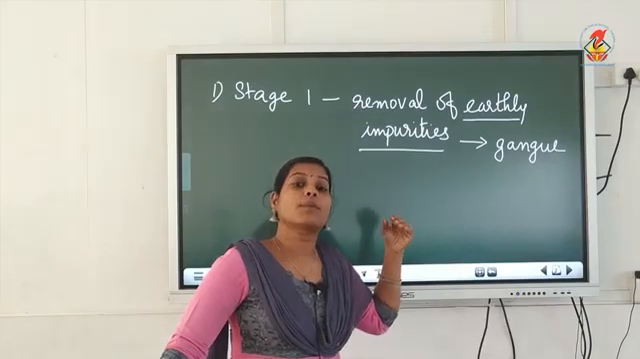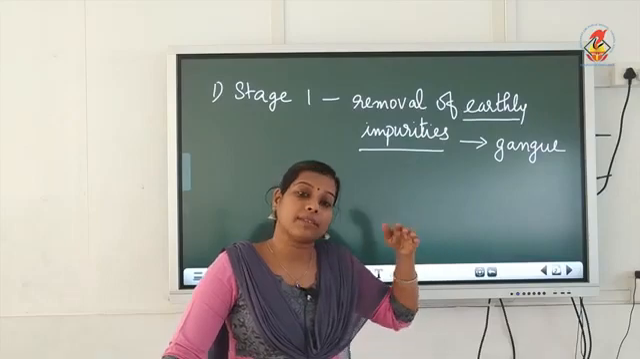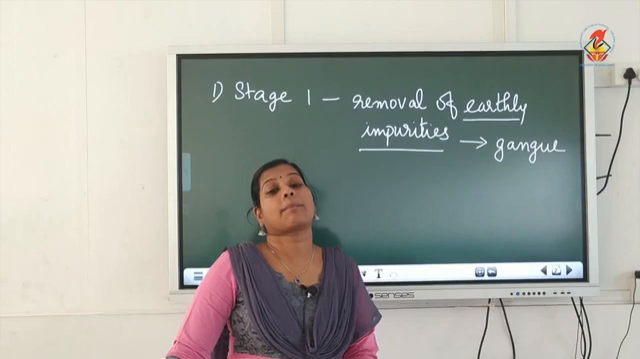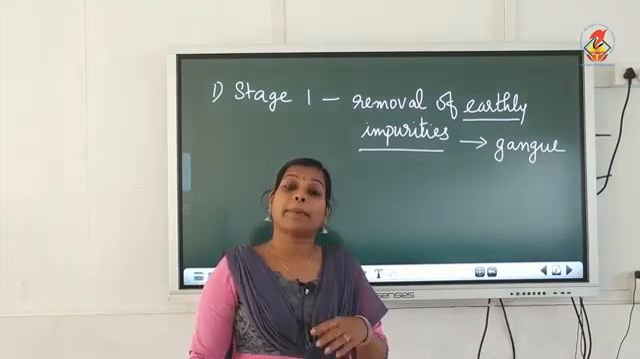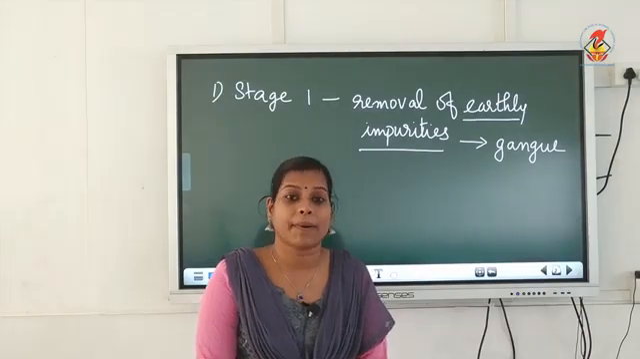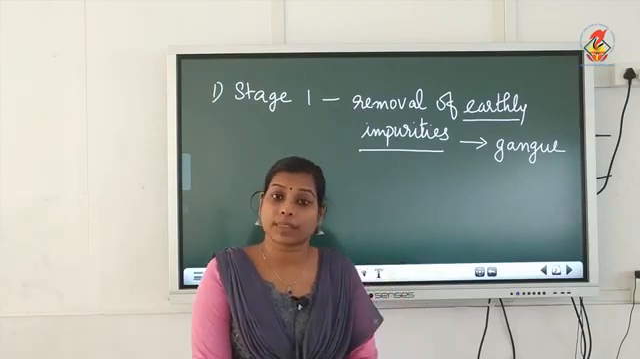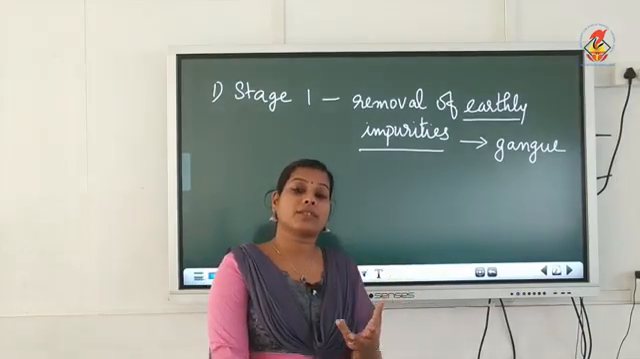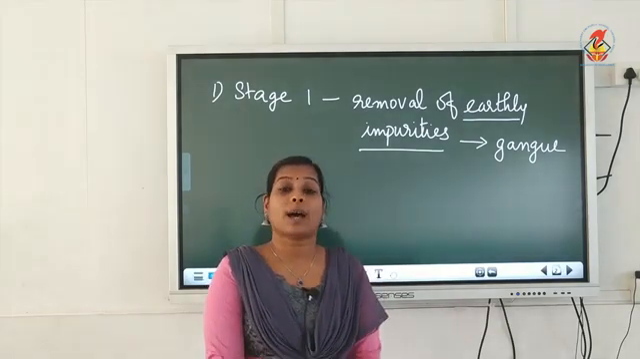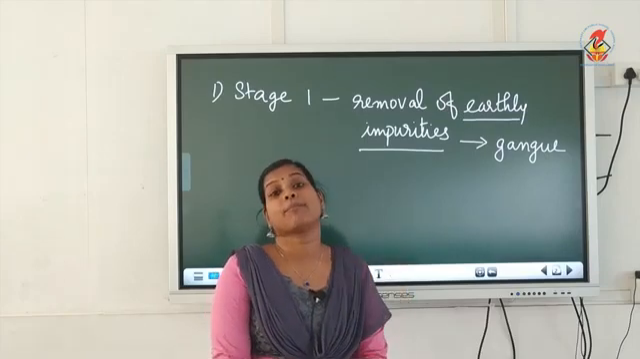So we have to separate those impurities from that ore. After that only we can separate the metal from the compound. For that, different physical methods are adopted depending upon the nature of the ore and the nature of the gangue particles. So depending upon the nature of the gangue as well as the nature of the ore particle, we are adopting different techniques for the removal of these impurities.